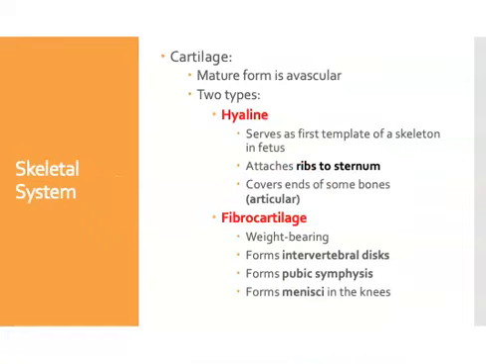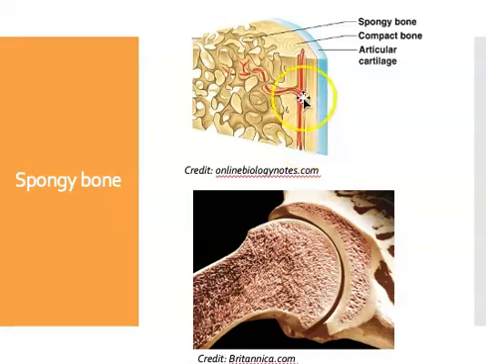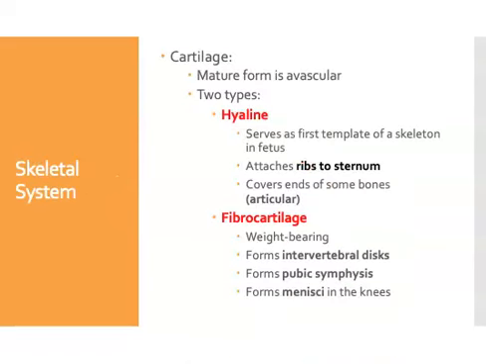Now, when we compare bone to cartilage, there are some significant differences. First of all, cartilage is different from bone because cartilage is avascular. As we saw in the previous image, there is a defined vascular supply that feeds bone, but cartilage is avascular. Just like we saw with bone, there are two types of cartilage. There's what's called hyaline cartilage and what's called fibrocartilage.